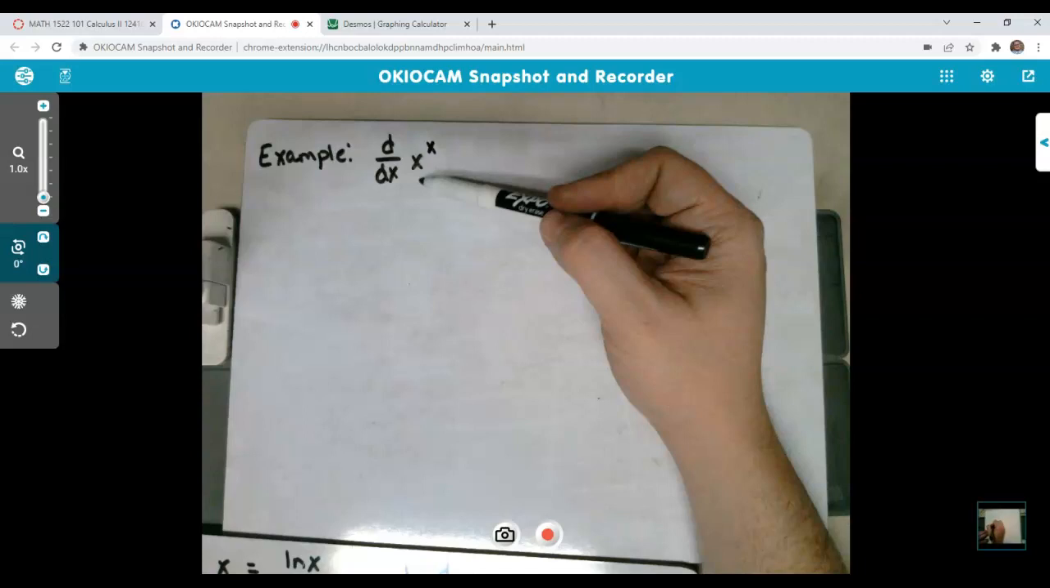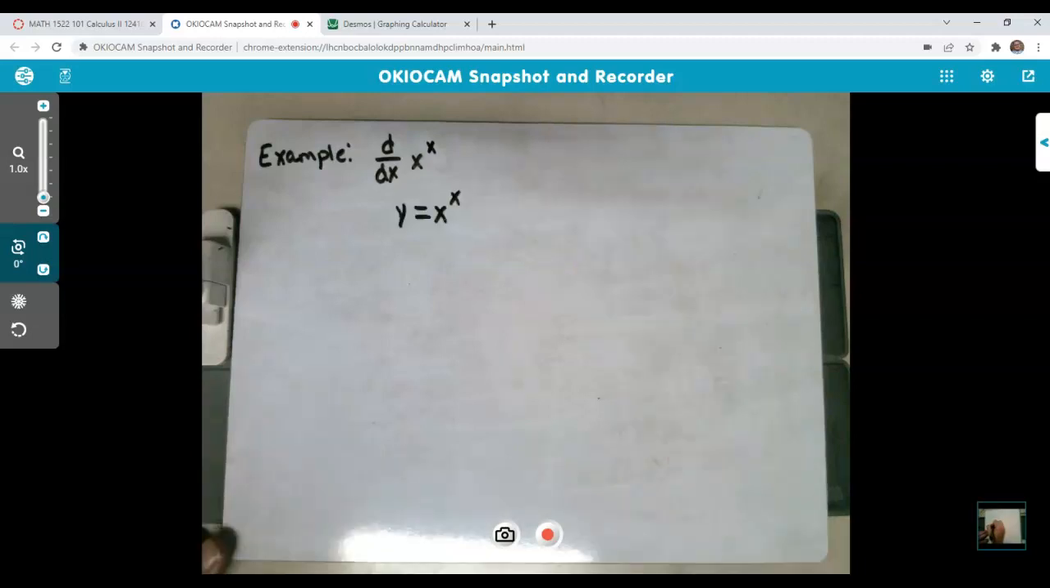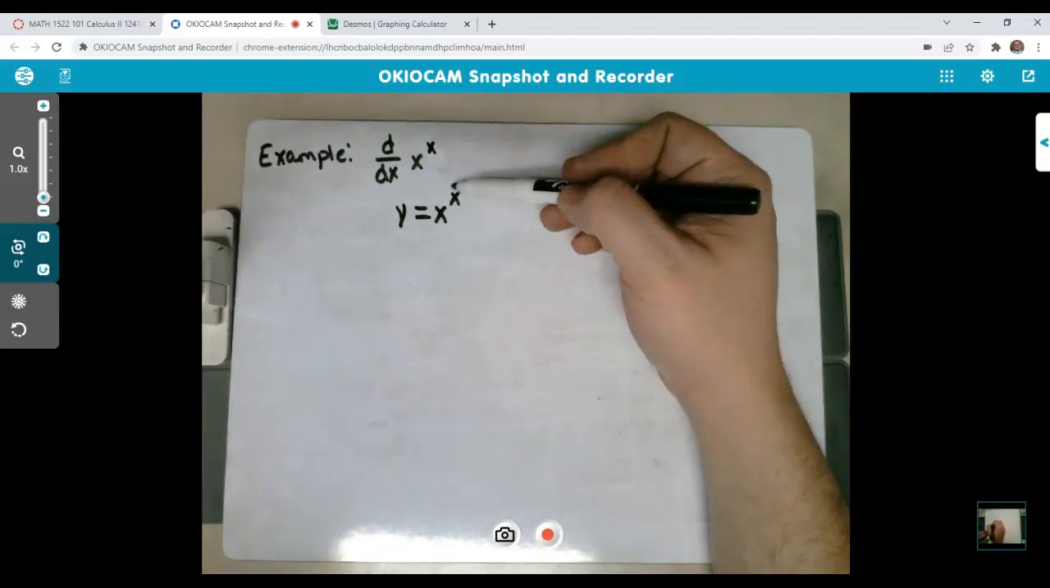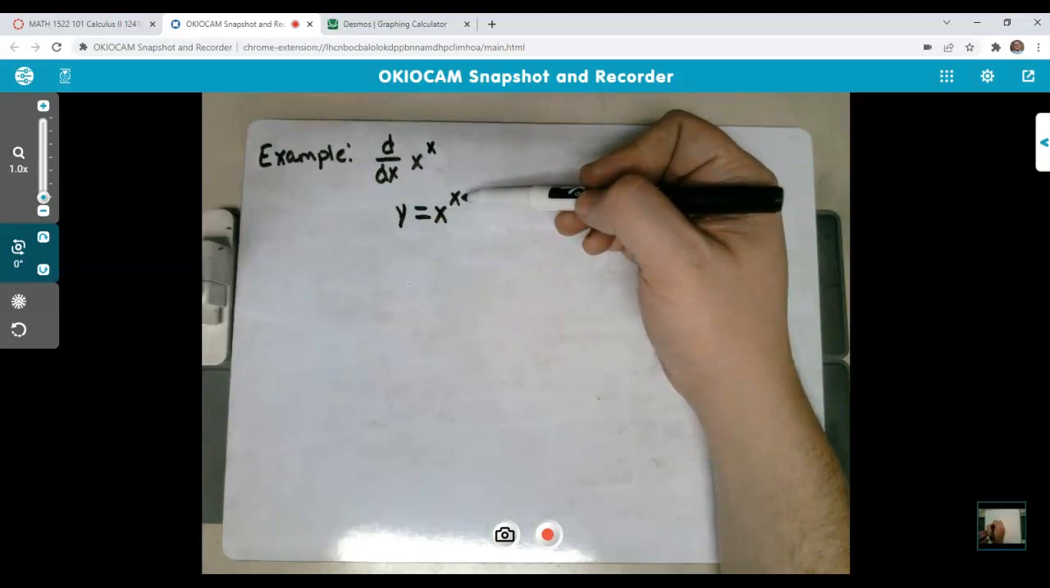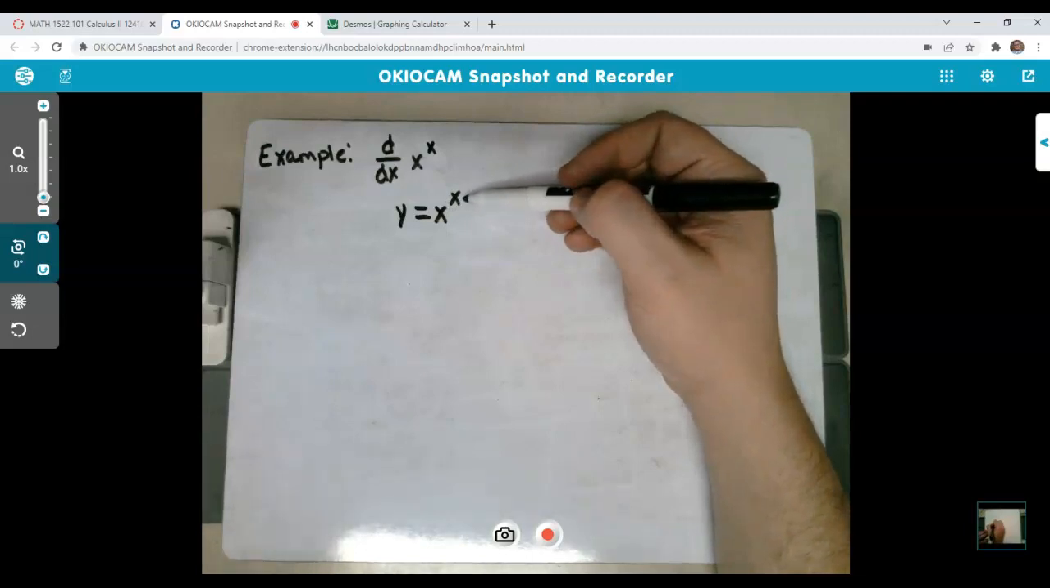So what I'm going to do instead is rewrite this as y equals x to the x. And let's think this through, okay? Again, the reason I'm kind of stuck is because I don't know what the power is. So it would be extremely helpful if I didn't have a power here. That would help us a lot. So let's think about this. Is there any math concept I can use where I can get rid of a power?